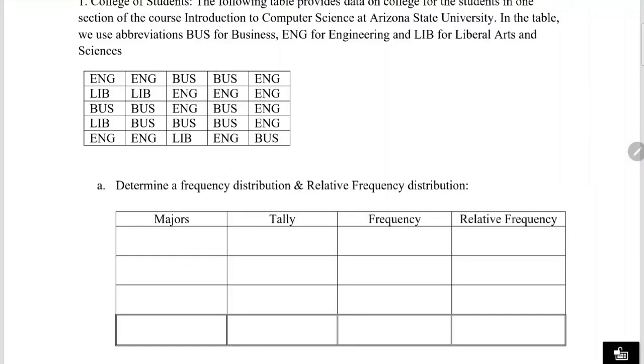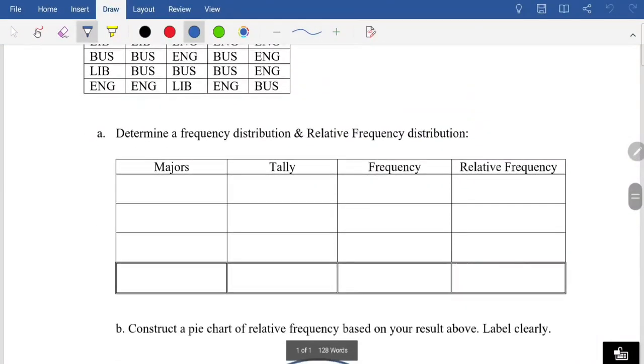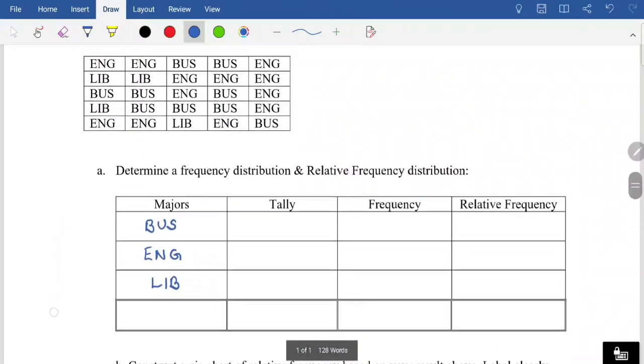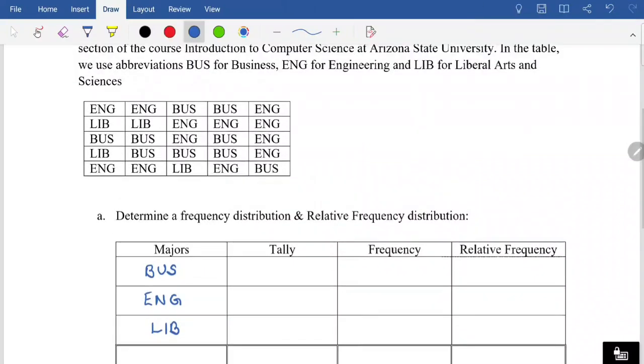We'll start with business. So let me get my pen out here. Okay, the first one is going to be BUS. Then we have ENG for engineering, and finally LIB for liberal arts or liberal sciences. Then in the next column, we go about creating a tally. That means determining which major occurs how many times in this data set.